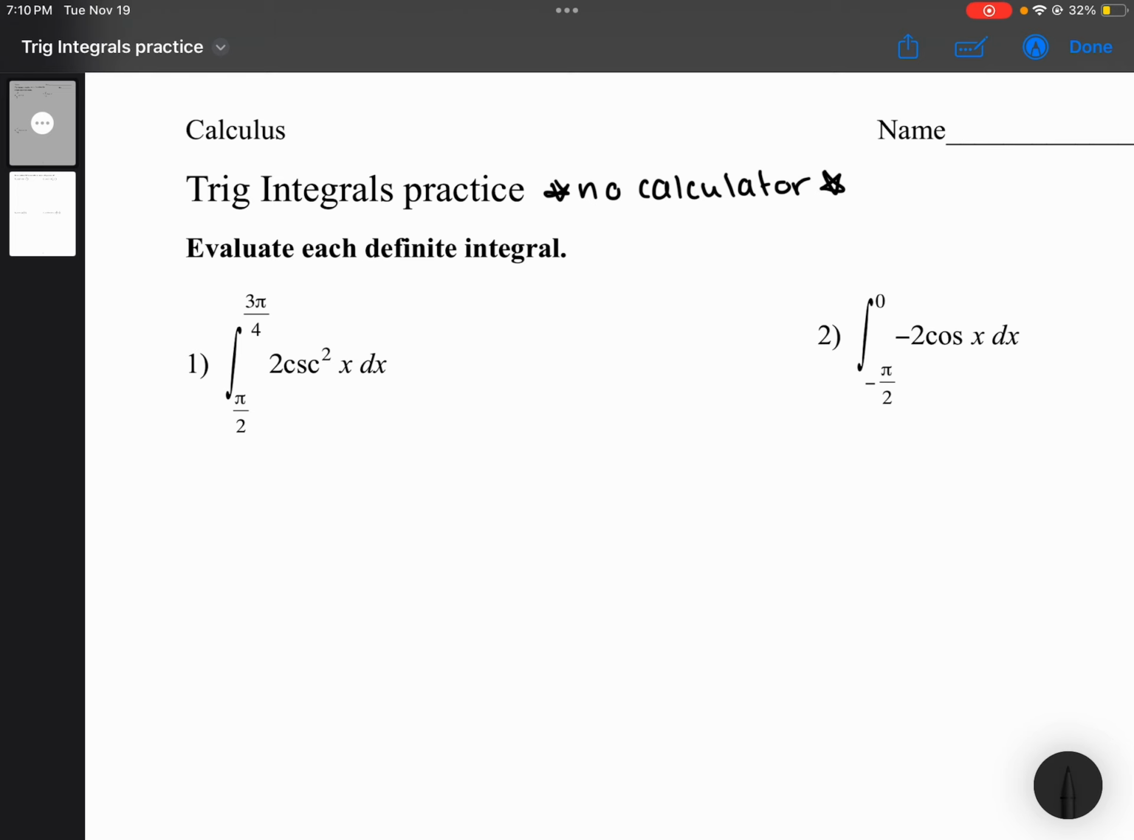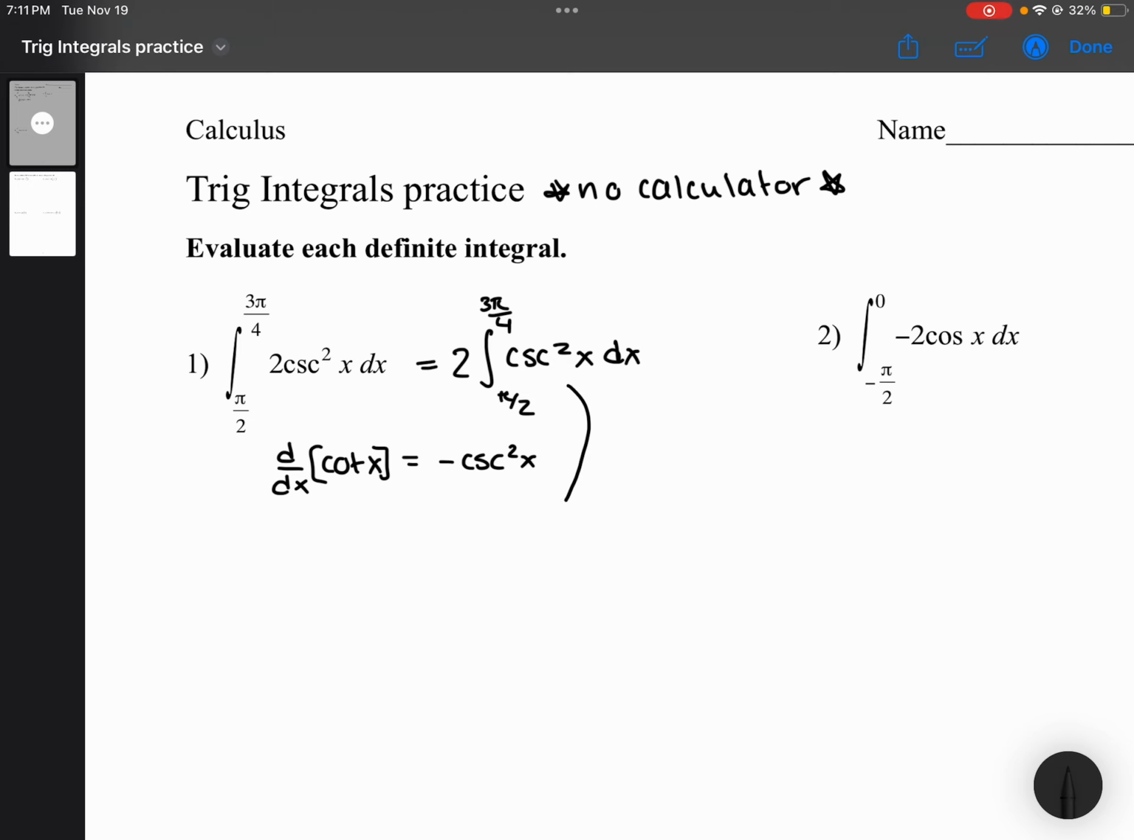All right, so let us start with this problem right here. That 2 I can always pull out front. So we have the integral from pi over 2 to 3 pi over 4 of cosecant squared dx. So cosecant squared is the derivative of which function, or almost the derivative of which function? Well, hopefully we're able to think back to the derivative of cotangent would be negative cosecant squared. So if they're asking us to integrate cosecant squared, then my derivative would be negative cotangent.